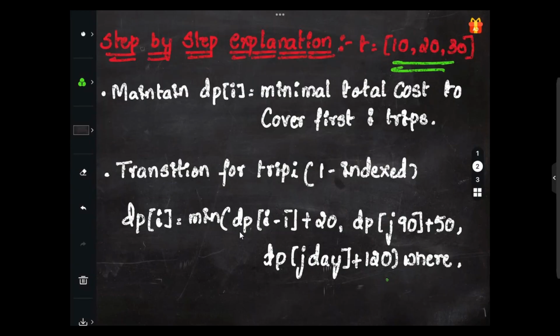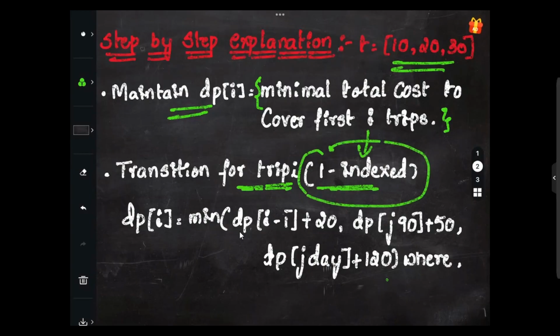First, we'll be going with the DP of I. As we are dealing with DP, DP of I equals the minimum total cost to cover the first I trips. This means we'll be going with math.min. You would have already guessed this one. The transition for trip I should be one-indexed. Just remember this, it is one-indexed. This is an important part.